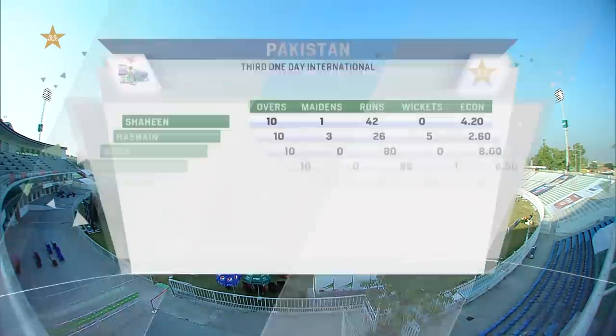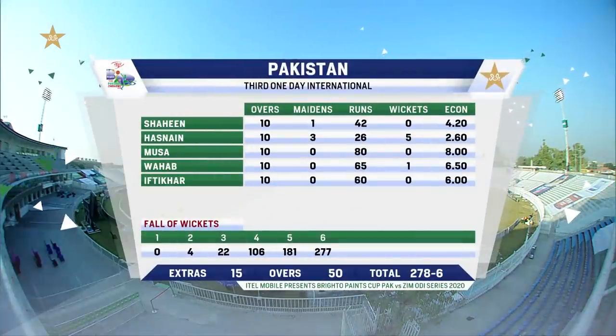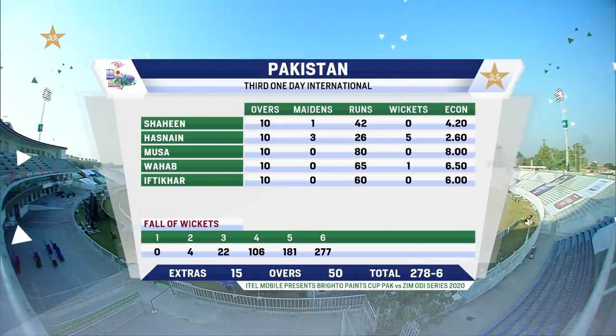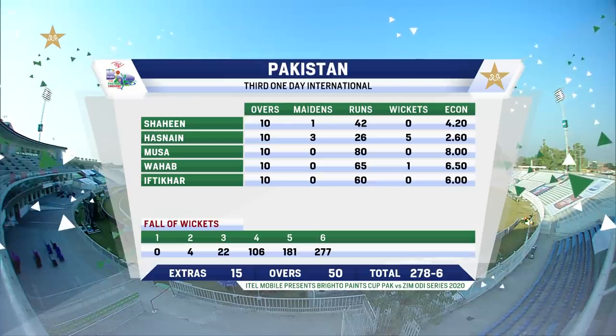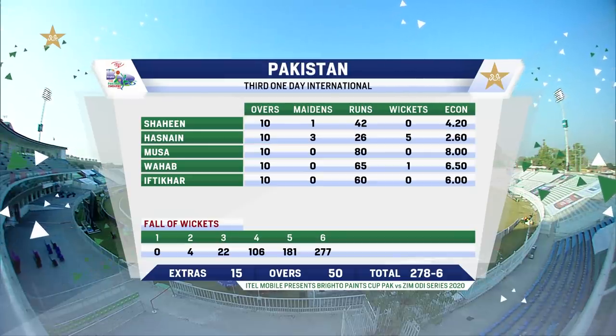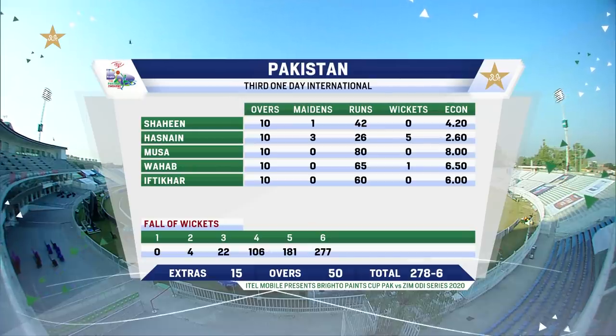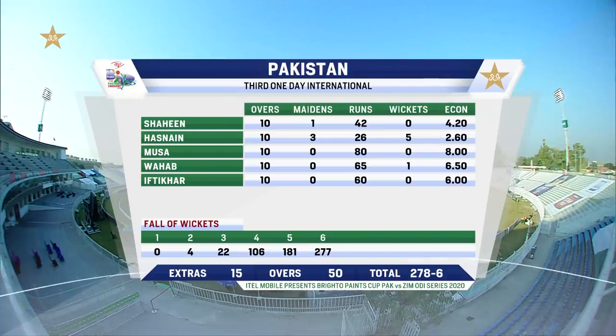And Pakistan's bowlers, first time in his career that Shaheen has not taken a wicket in back-to-back international one-day matches. None for 42 from him. But the standout figures and the standout bowler, Mohammad Hasnain, 10 overs, 3 maidens, 5 for 26. Brilliant bowling from him. Musa Khan, he was expensive, none for 80 in 10. Wahab, 1 for 65 from 10. And Iftikhar, no wickets this time, 10 overs, none for 60.